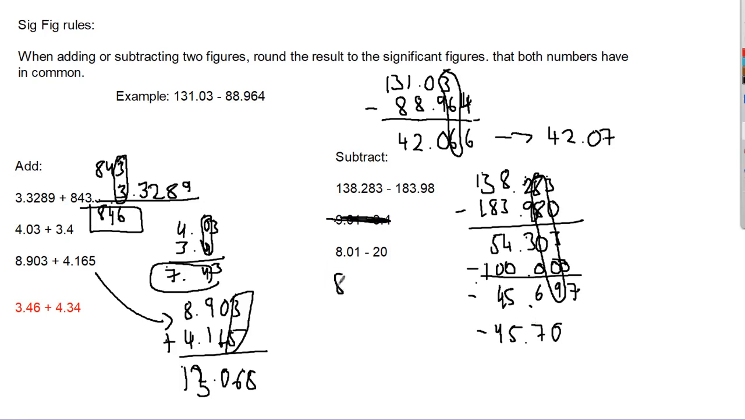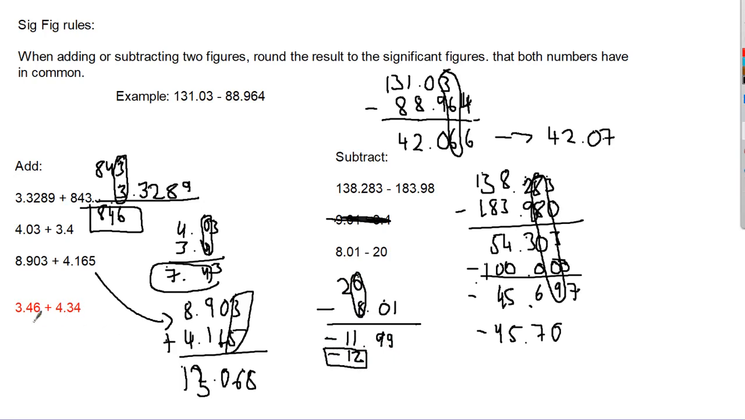Same thing with this 8.01 subtract 20. Let's actually do it the simple way. We'll do 20 subtract 8.01, which is 11.99, but then we'll make it negative, right? And it's accurate to this position, so we round it up to -12. That is how significant it is.